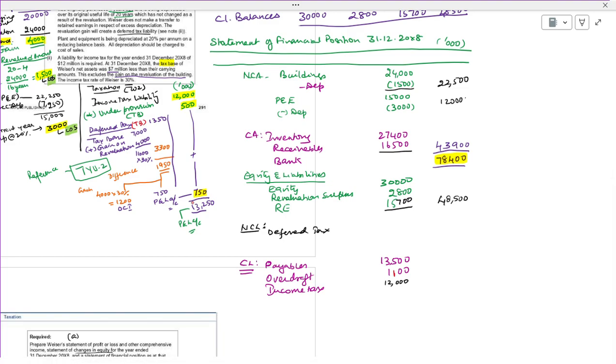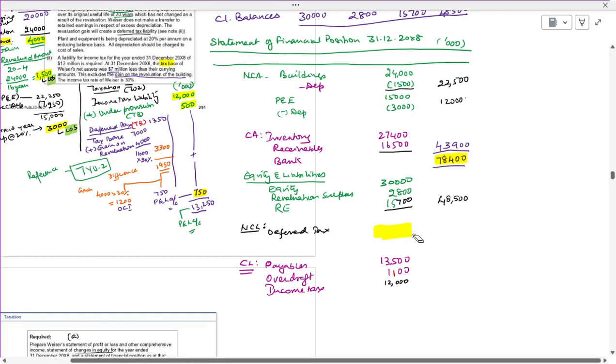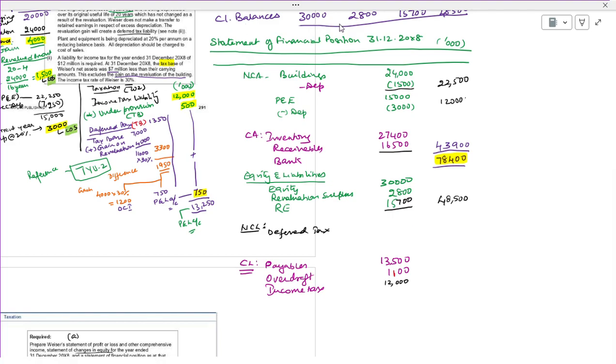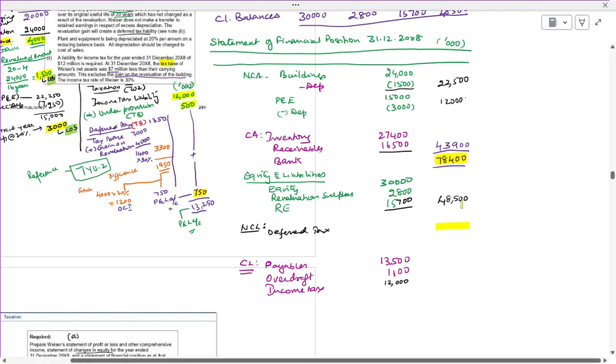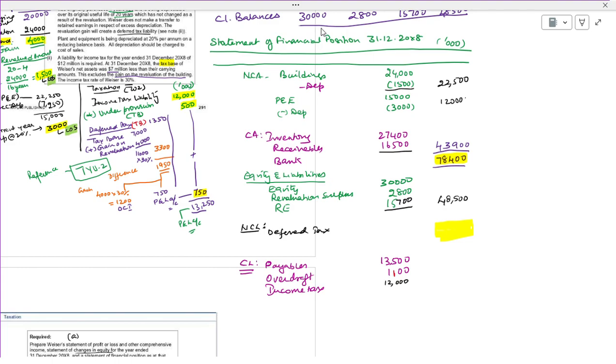Okay. Next, what is the value here? Tell me. What should be the value here? Deferred tax. How much should I write? It is there on the screen. You have to work it out. You have to identify. We already calculated. Search the screen, you will find it.